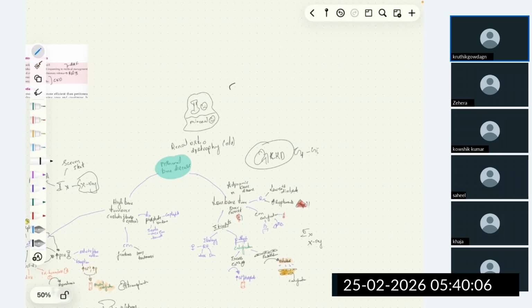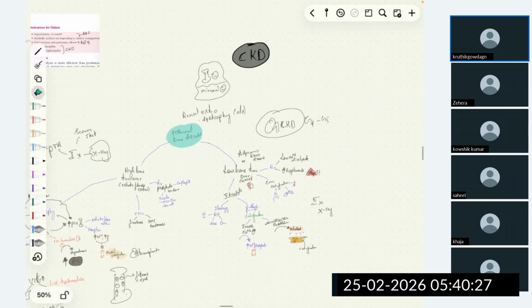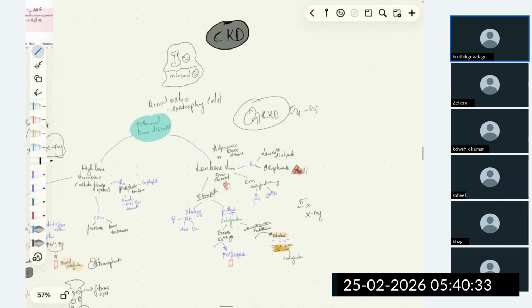While discussing CKD, I mentioned the ABCDE complications. Renal osteodystrophy is one of the complications of CKD. I missed the most important point itself. So this is the most important complication of CKD, one of the most important complications of CKD. So we can do dialysis.